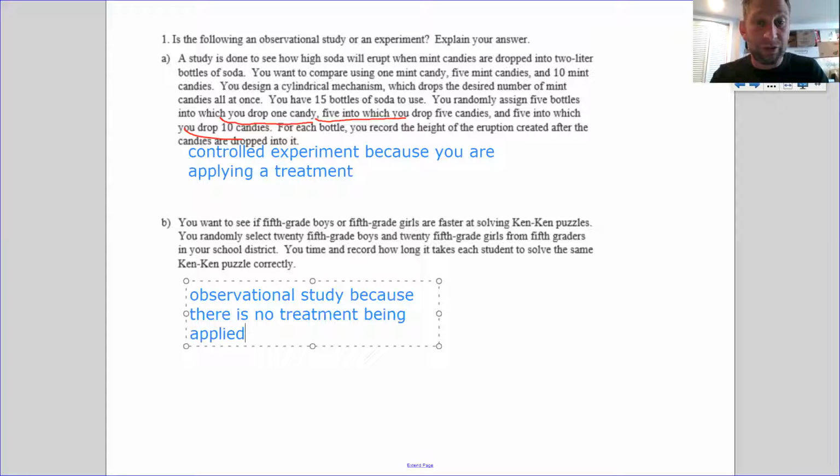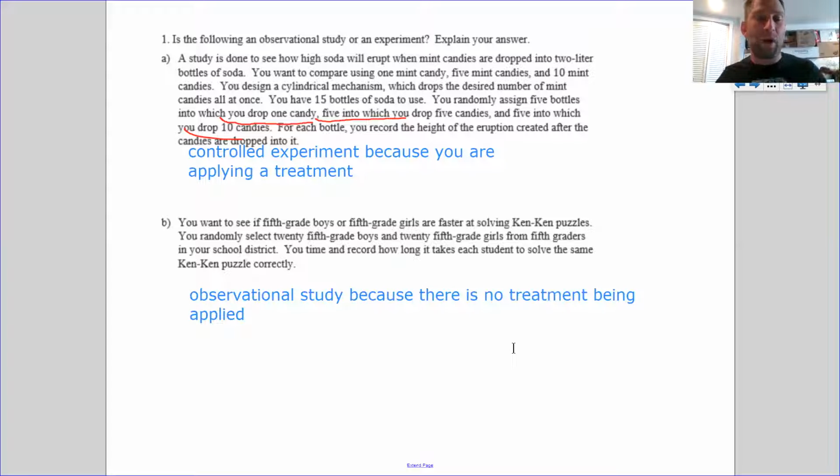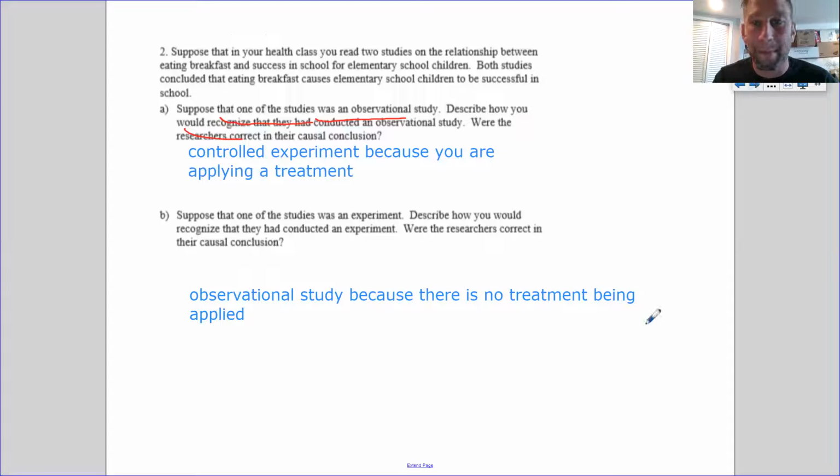In A, there was a treatment. The researcher put mint candies inside a bottle. That is applying a treatment. In B, the researcher didn't do anything. He just sat back and watched these kids do puzzles and saw how long they took. That's the difference between a controlled experiment and an observational study. And again, the only way to get a causal relationship is a controlled experiment. They can all lead to relationships and correlations, but only a controlled experiment can create a causal relationship.